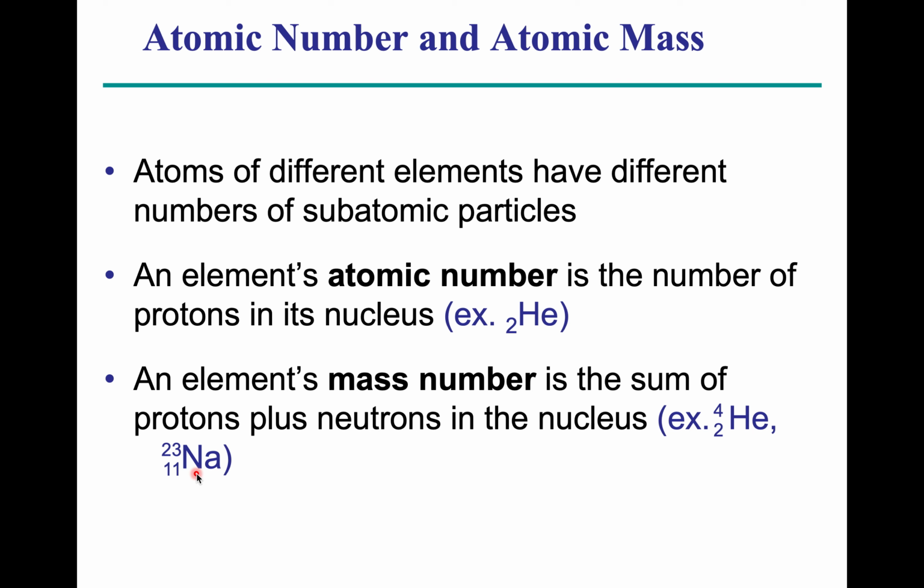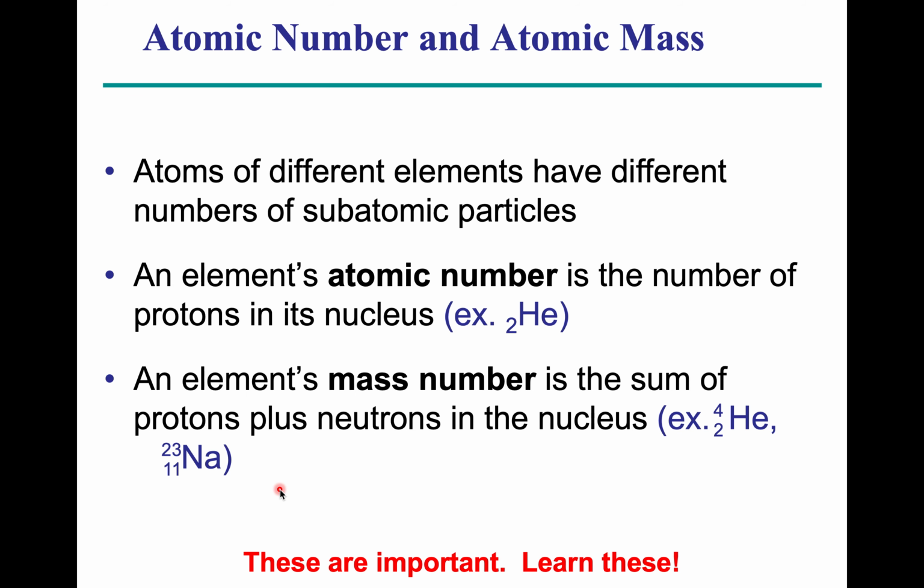Another example, sodium: the atomic number is 11, so there's 11 protons. And then the mass number is 23, so we would say there has to be 12 neutrons, right? So the 12 plus 11 would get us to that 23.